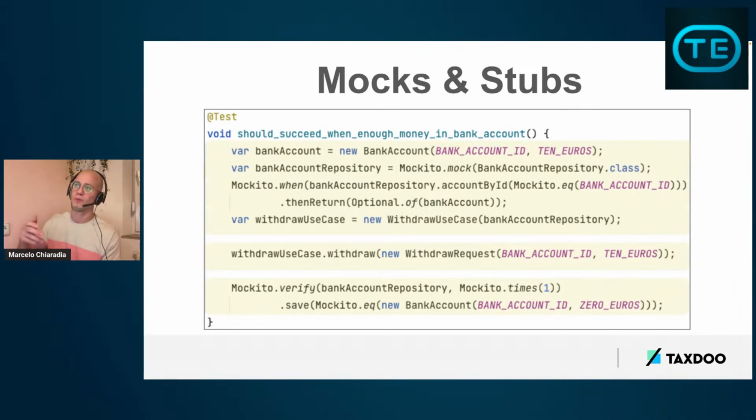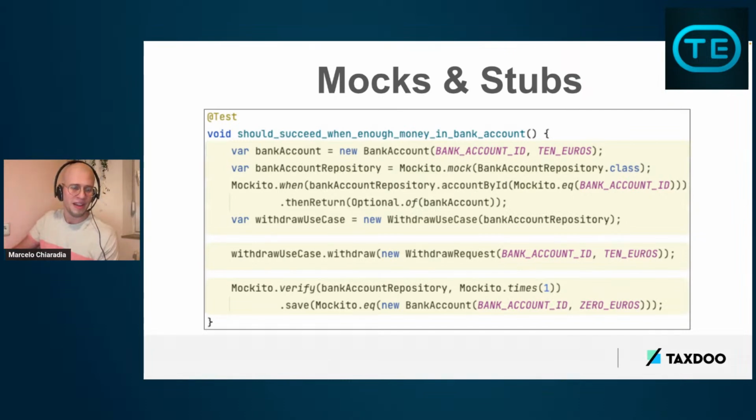For example, we don't really know how the account by ID method in the repository actually behaves, but we are anyway here performing some hard-coded assumption of how we think it behaves. And even if the real repository behaves completely differently, our test is going to pass. And then when we deploy to production, everything's going to blow up.